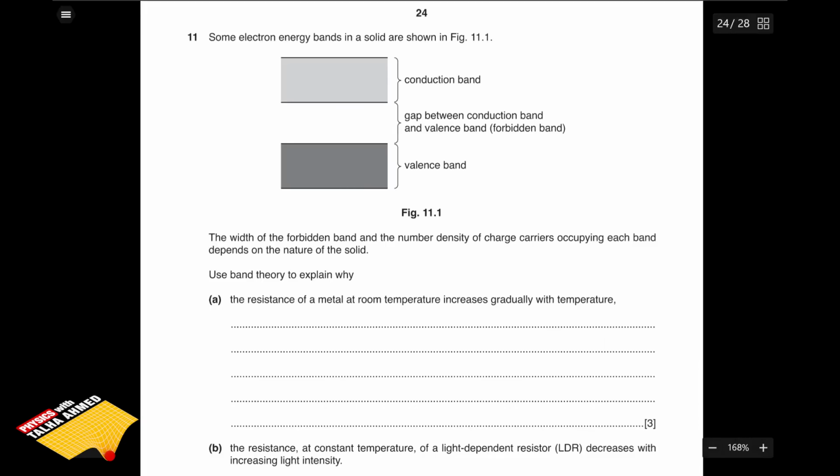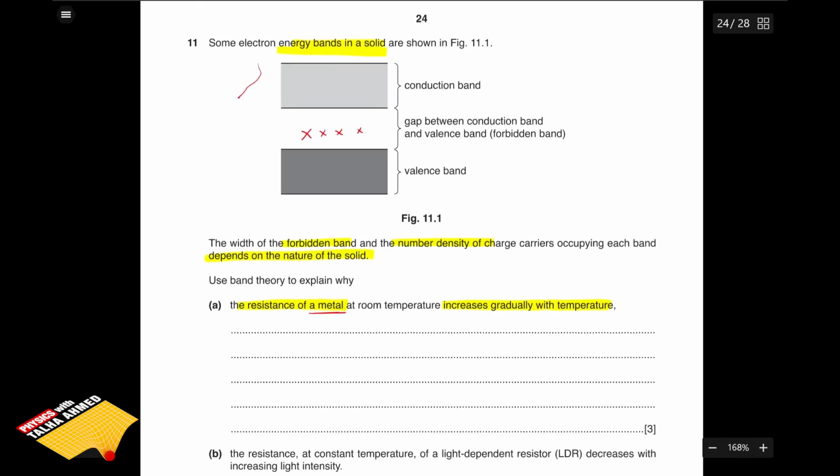Question 11 shows us some energy bands of a solid. Now, in any material, you have three types of bands in the outer shells. It's the valence band, the last band where the electrons are actually bound to the atom. Then you have a forbidden gap, the energy level where electrons cannot exist. And then you have the conduction band: if there are electrons available in that band, then they are going to conduct electricity, and that material has a lower resistance if there are more electrons in the conduction band.